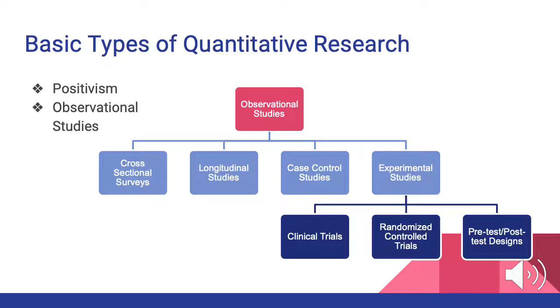The roots of quantitative research are in positivism, which, according to Alison Terry, the writer of our clinical research book, is maintaining that there is an objective reality that can be quantified by measuring or observing in some way. We are looking for patterns which exist due to how the world operates. Observational studies are one of two types of quantitative research. They are further divided into cross-sectional surveys, longitudinal studies, case control studies, and experimental studies. Experimental studies encompass clinical and randomized controlled trials with pre- and post-test designs.